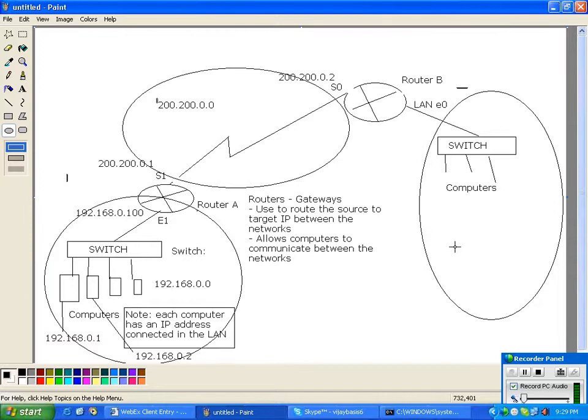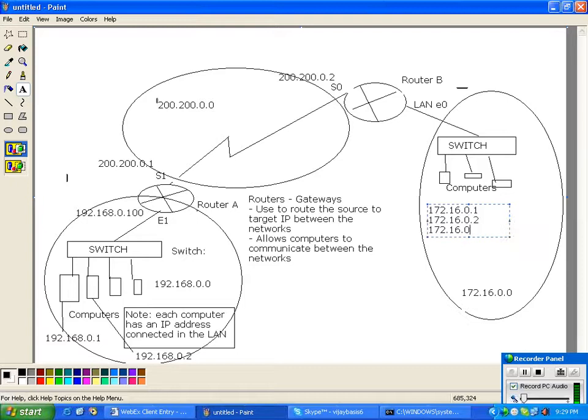Router is the gateway. Yes. So I can write here the 172.16.0.0 network. It means, let me take three computers here. This is one computer, the other computer, another computer. So my IP addresses for these three computers would be 172.16.0.1, 172.16.0.2, 172.16.0.3. Three computers, three IP addresses.